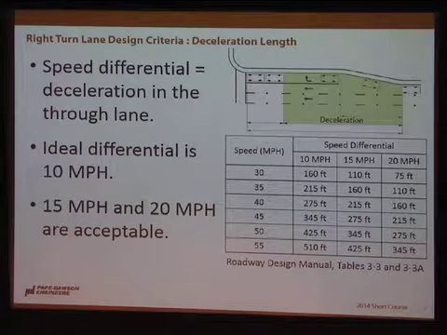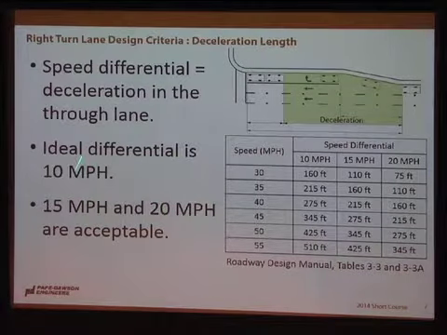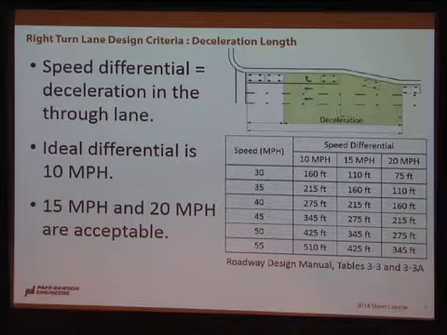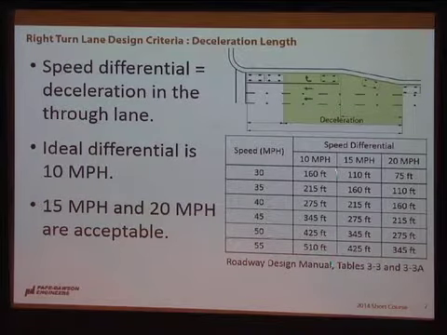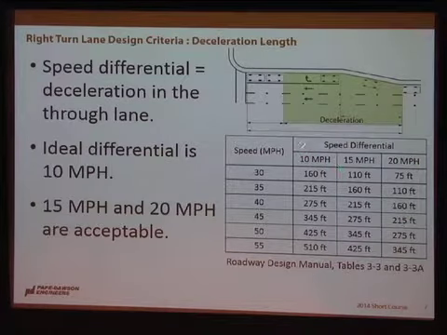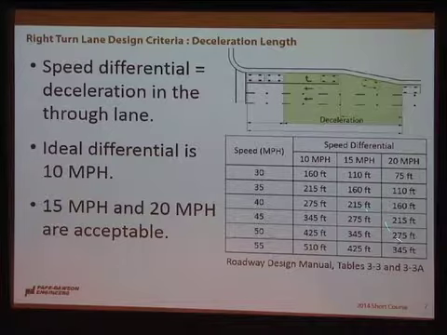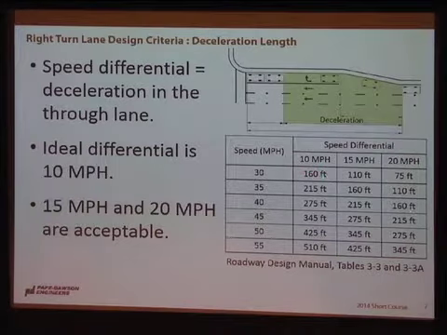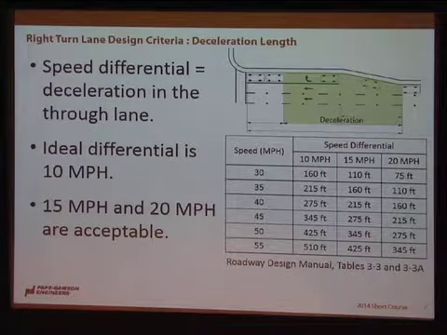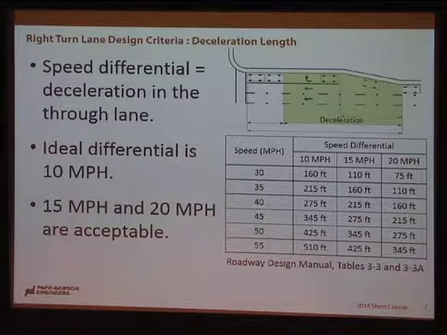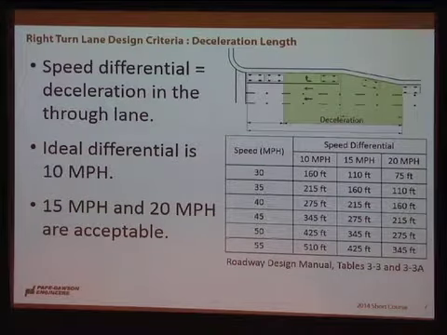Whenever that speed differential gets too excessive, it can become a problem, but ranges of 15 and 20 miles per hour are acceptable. I will say that I have been able to calculate the 10 mile per hour speed differentials, but if you look at the table for 15 and 20, someone kind of just shifted the values up a little bit. I haven't quite come up with the same calculations as the Roadway Design Manual, but I'm presenting that information today.